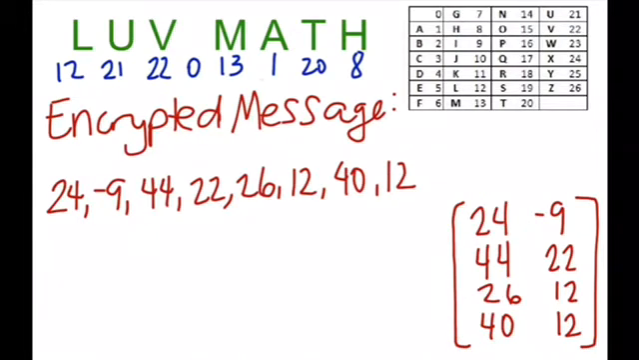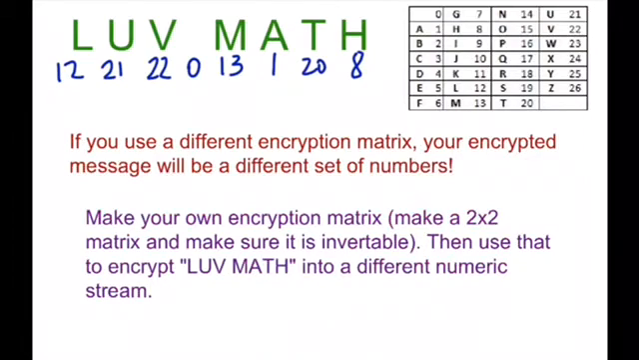And so our numerical data in order is 24, -9, 44, 22, 26, 12, 40, 12, and that is our message. And so that's what we would send as an encrypted message, that the only person that would be able to figure out what that said is if they knew what the code was, what the encrypted matrix was. And so we'll talk about how to decode it in just a second. So let's try another one.